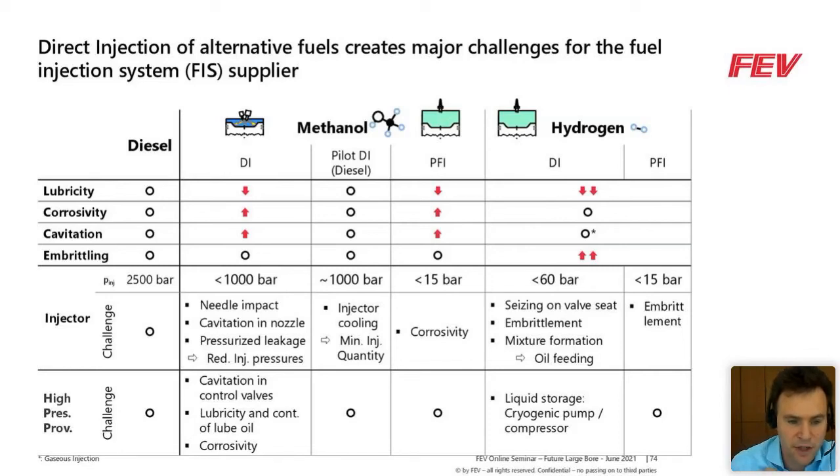And also the cavitation, for example, in methanol, we have also an issue regarding cavitation, so cavitation in the nozzle and also in the control valves of the high pressure pump. While in hydrogen, instead, we don't see cavitation issues, or limited at least, but the embrittlement issue is for sure something that we have to consider. So in the material selection, for example, for those components, the embrittlement has to be considered, especially to have a longer reliability time. And when we go to the high pressure provision, for sure we have here again an issue with cavitation in the control valves.